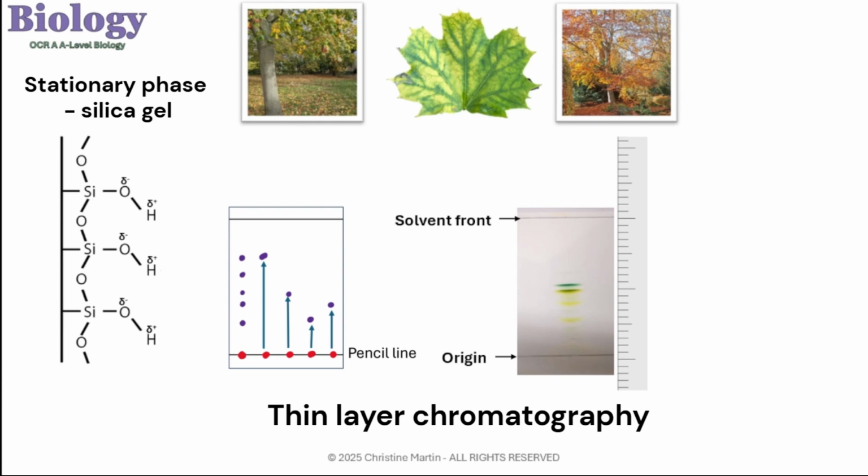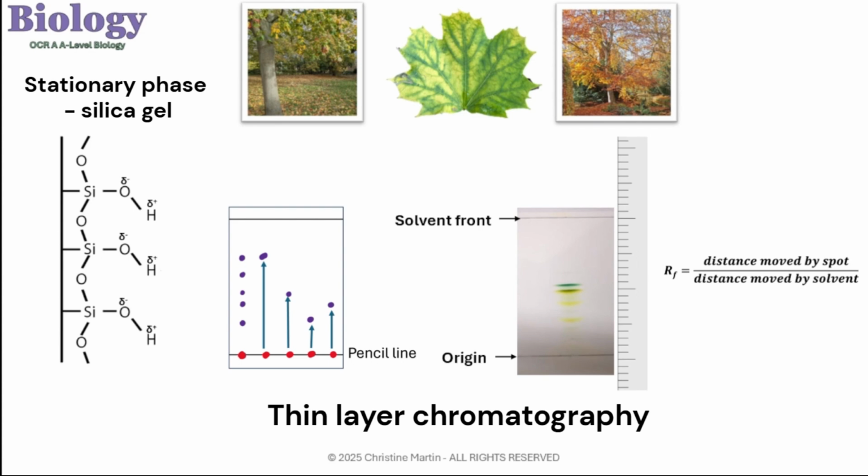Now, we can work out the retention value for each pigment by using the distance moved by the pigment divided by the distance moved by the solvent, and we call that the solvent front. So if you are given in your exam a diagram that shows a picture like this, you would take your ruler, measure from the origin to the solvent front, and measure from the origin to whichever pigment they want you to observe. That will allow you to calculate the Rf value.